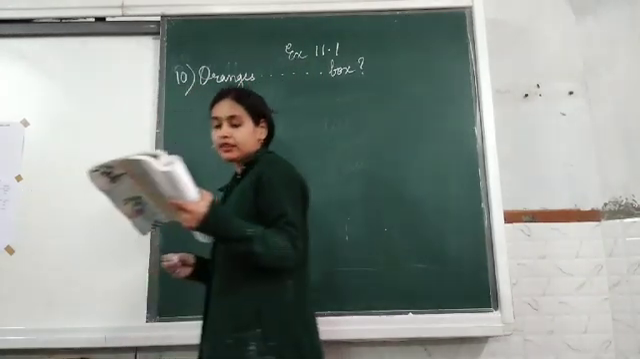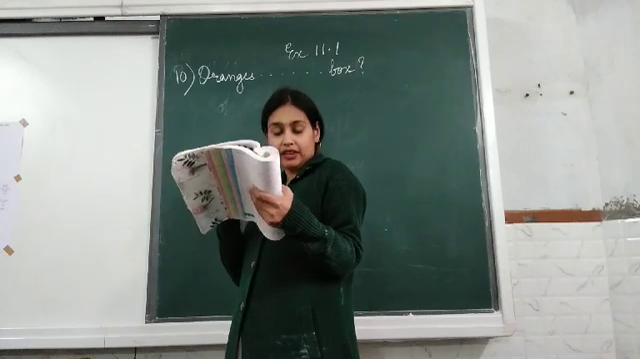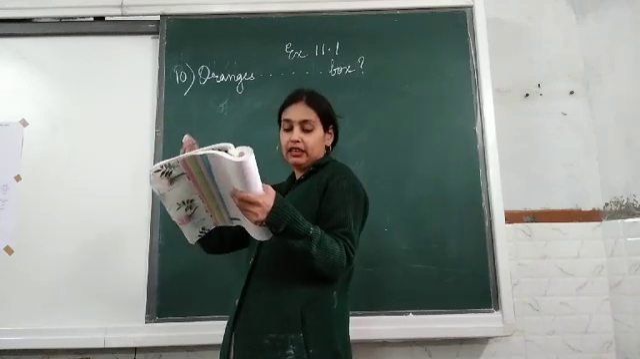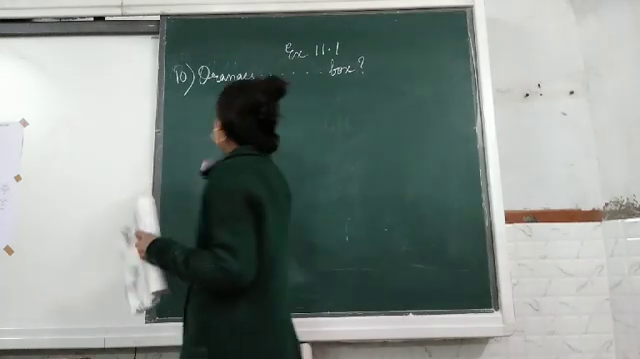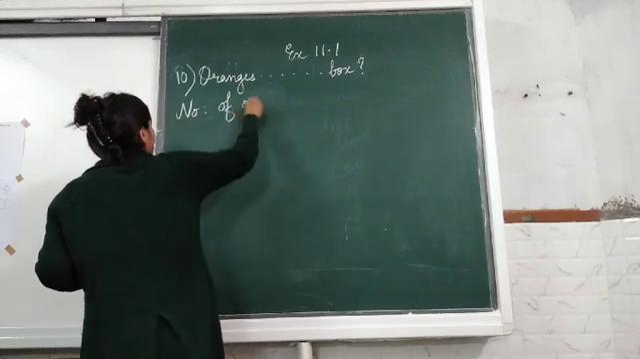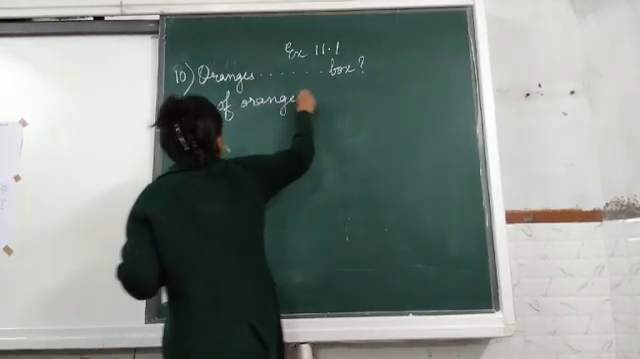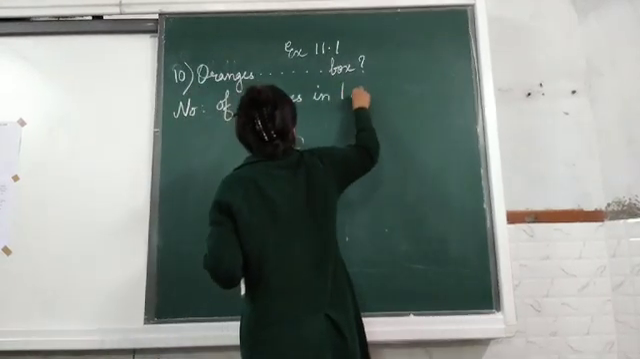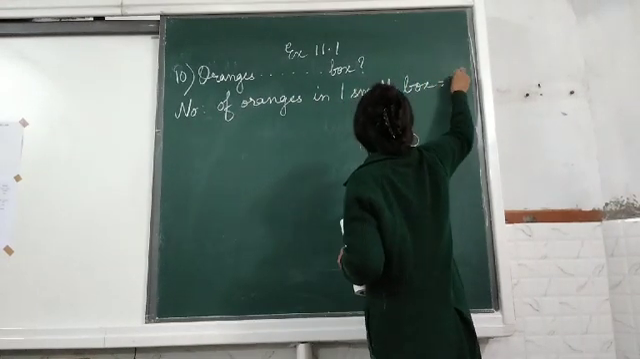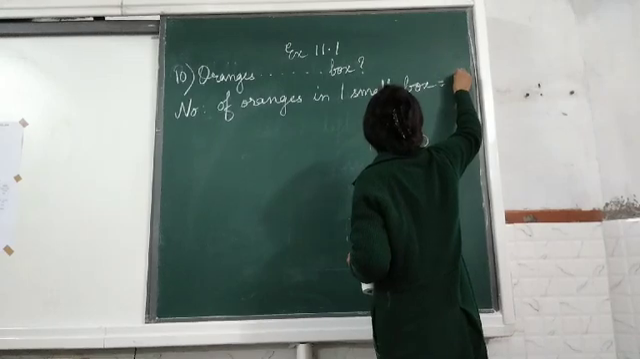The third part, children, what is given in the end. If the number of oranges in a small box is to be taken as x, okay, so we will start from there. Number of oranges in one small box is equal to x.